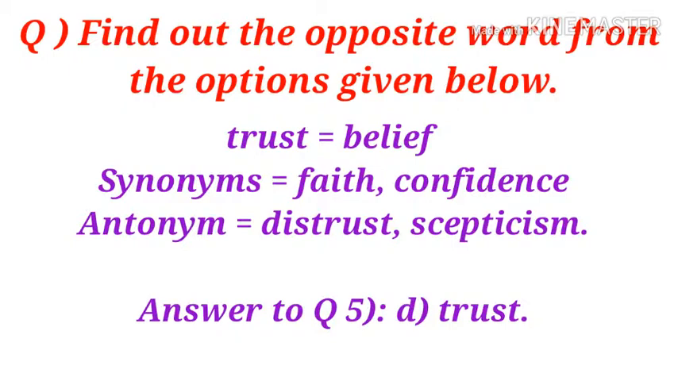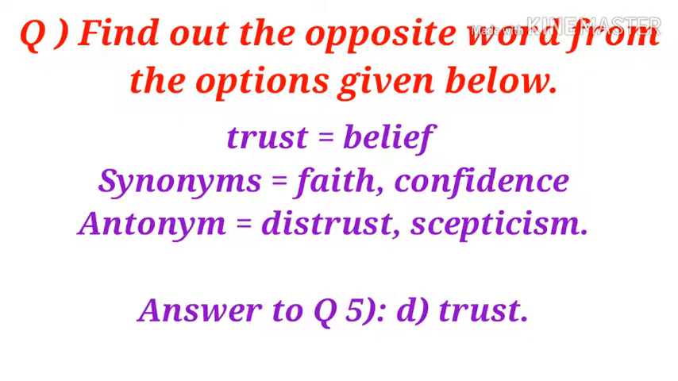Its synonyms are faith, confidence, and its antonyms are distrust and skepticism. Okay, so which will be the answer for the word suspicion? That means we have to find out the antonym of the word suspicion. So doubt is a synonym of the word suspicion. So this cannot be the answer. Whim also, its meaning doesn't match with the word suspicion. Then indifference doesn't match with the word suspicion.